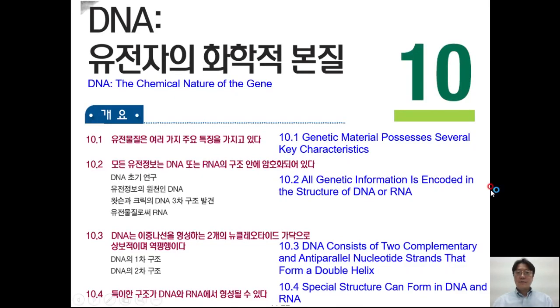Today we will learn Chapter 10. The title is DNA, the Chemical Nature of the Gene. Chapter 10 is composed of four subjects. First, the genetic material possesses several key characteristics. Second, we will learn the structure of DNA and RNA.